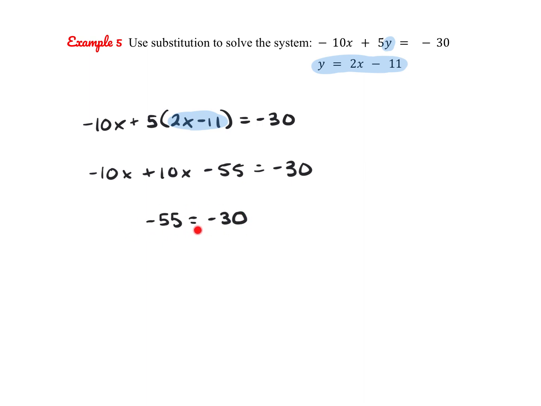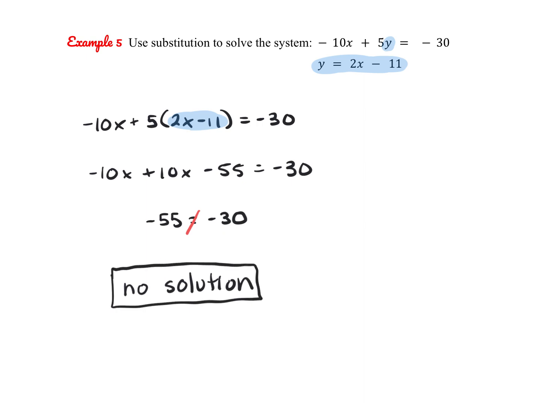If the leftover statement, negative 55 equals negative 30, is not true, like it is in this case, negative 55 is not equal to negative 30, that's when you know that you have no solution. Now, if you're left with a true statement, like 0 equals 0, then that's a case where you would actually have infinite solutions. But here, again, if your variable disappears altogether and you're left with a false statement, we know that this is going to be no solution.